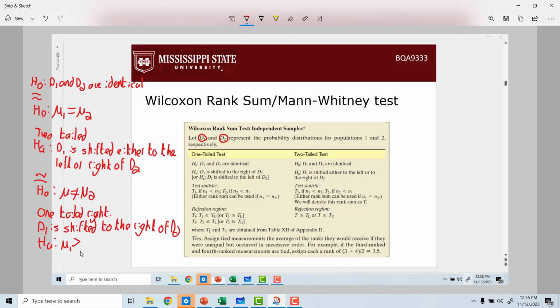That would be equivalent to mu1 is greater than mu2. And if we had the shift to the left, that would be mu1 is less than mu2.